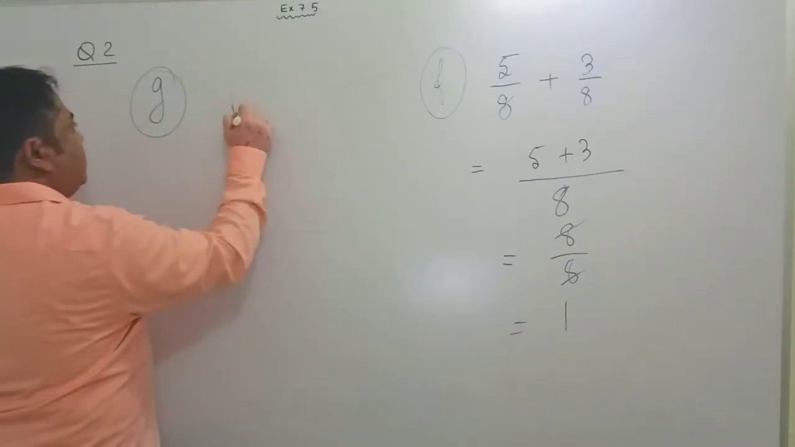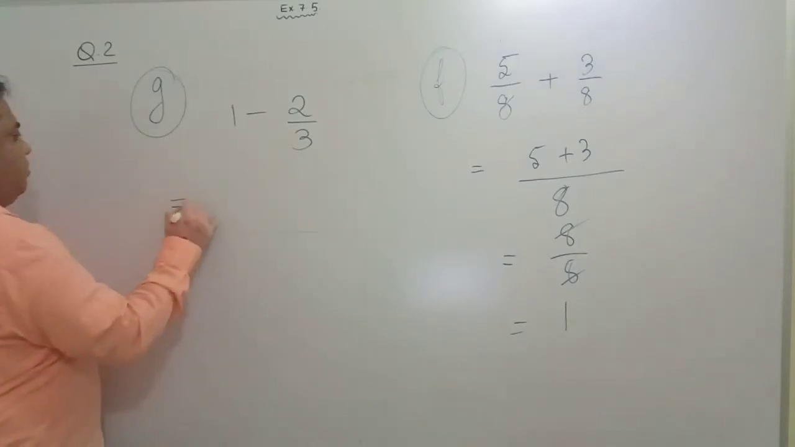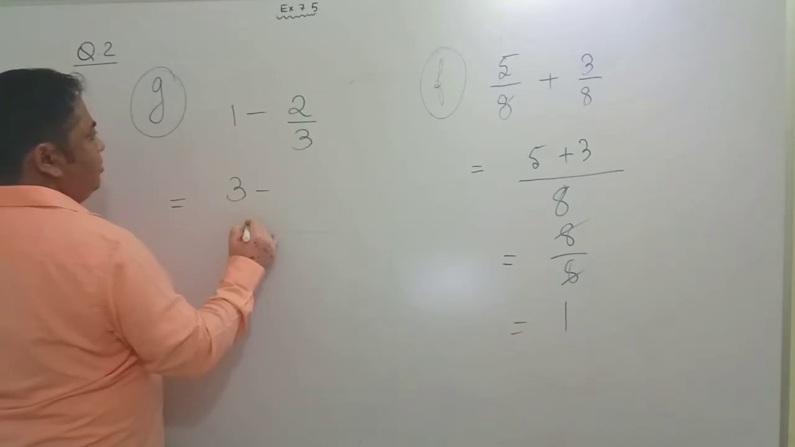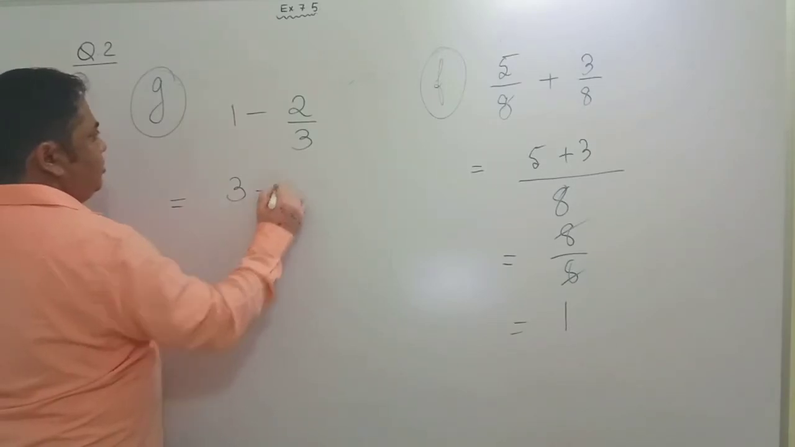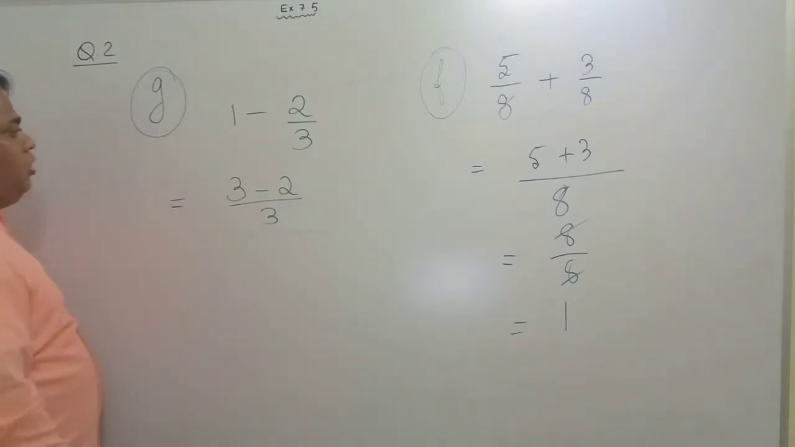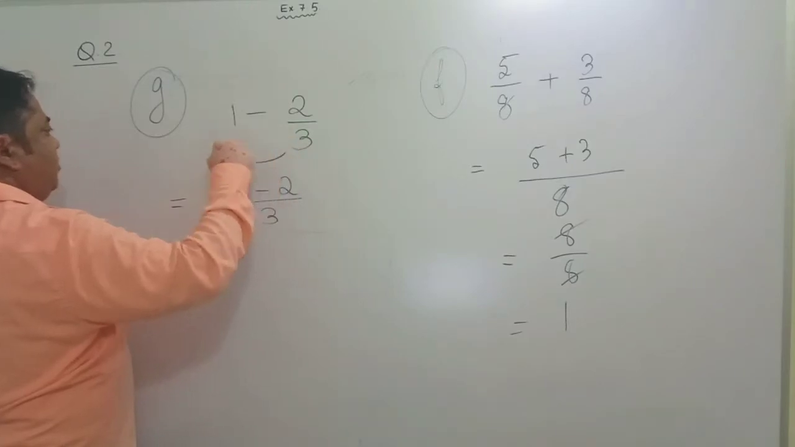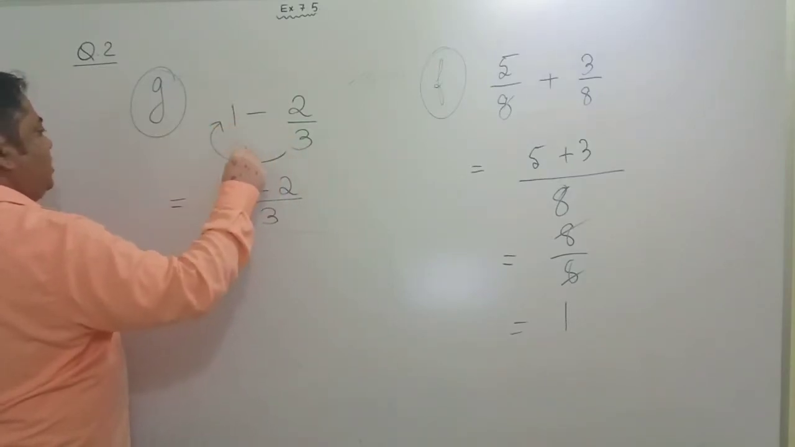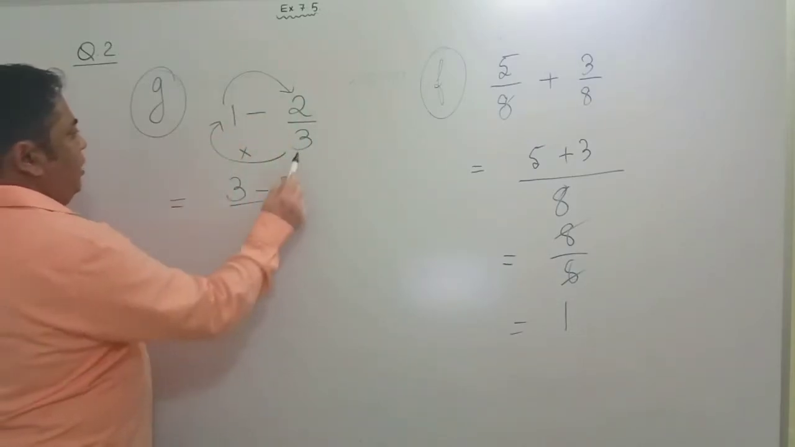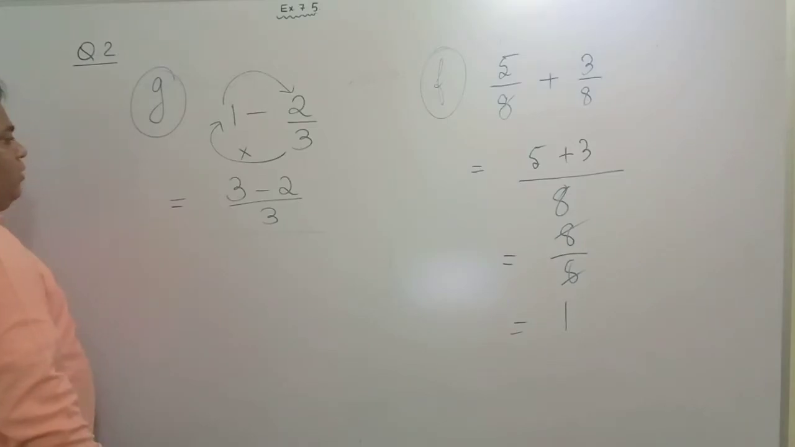1 minus 2 by 3. It will become 3 minus 2 by 3. Now you will think how I did it. There is one system. You multiply this with this and do whatever sign is given over here. I multiplied 3 with 1, 3 and minus 2. This is one way of doing.